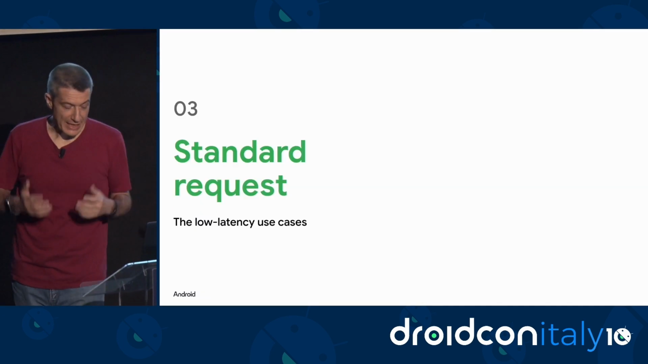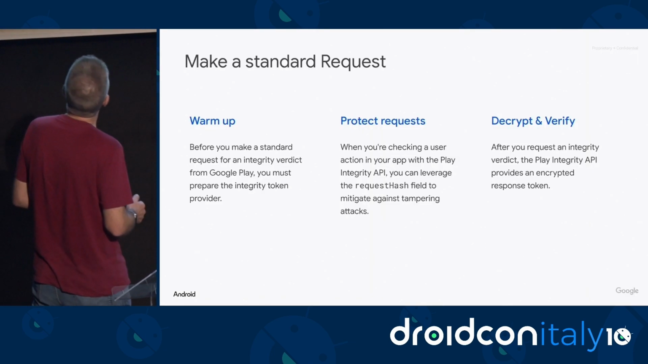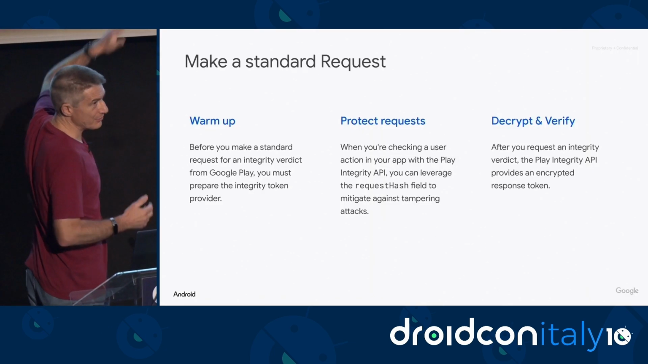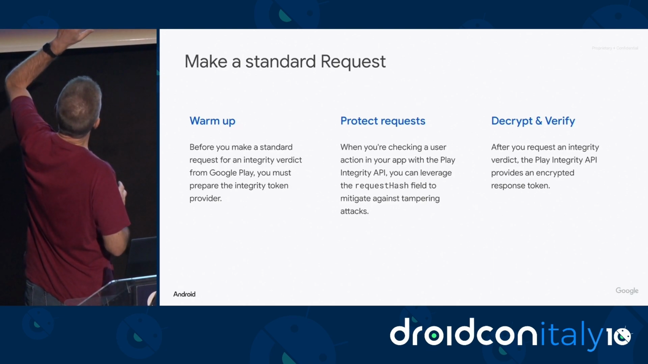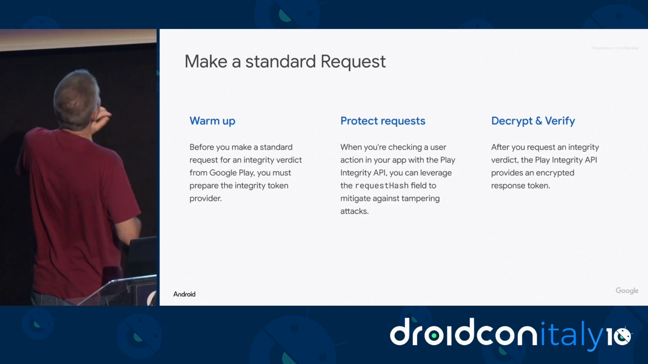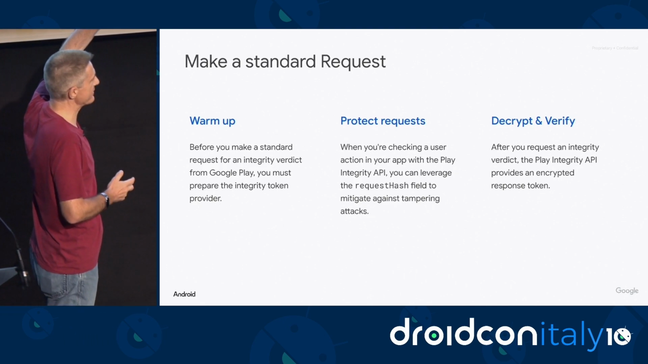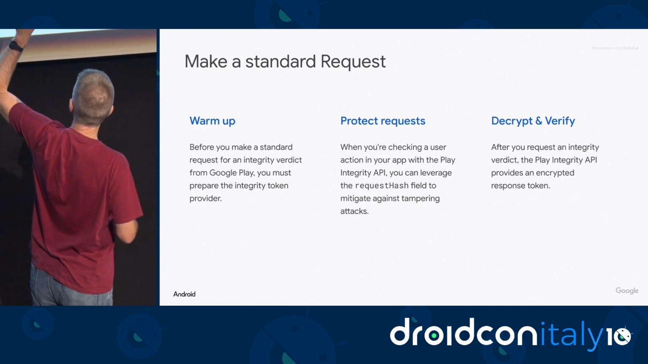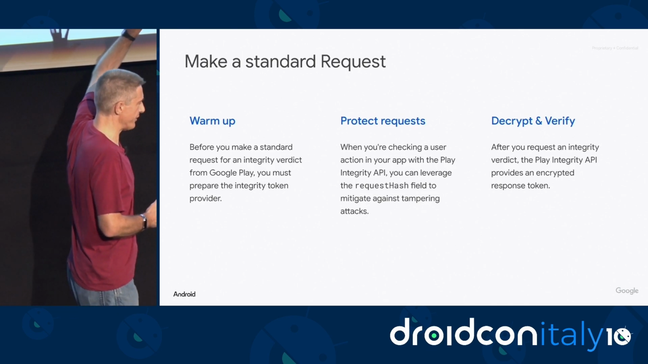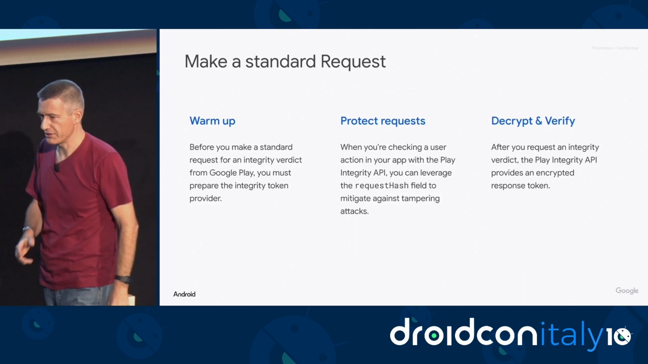What is a standard request? How do you do a standard request? You have a warm-up, so we say it's a 2-act scenario that you do in 3 steps. You warm up, and then you always do a request and a decrypt and verify. So you do the warm-up once, and for each request that you want to validate, you have these 2 actions.